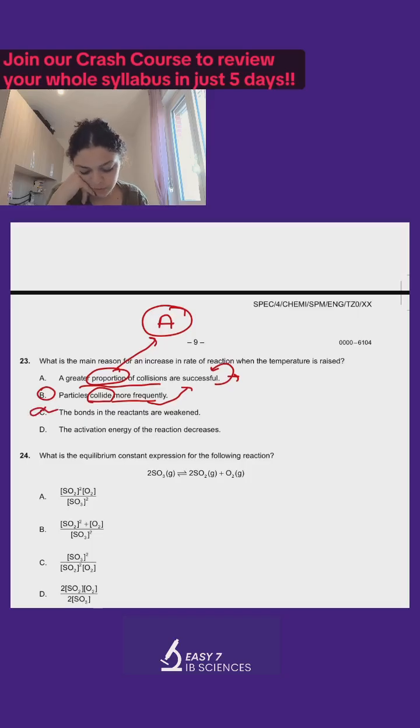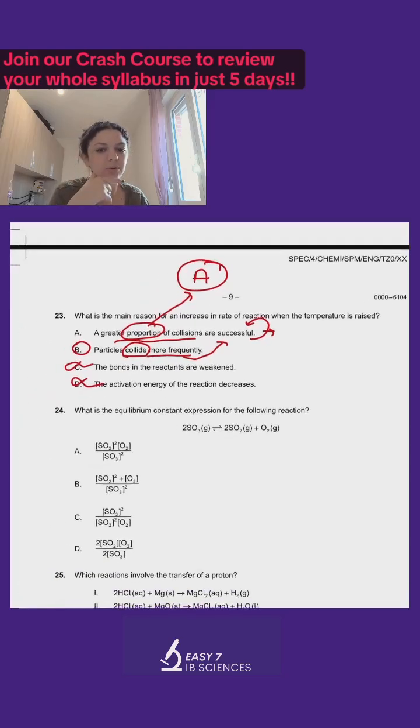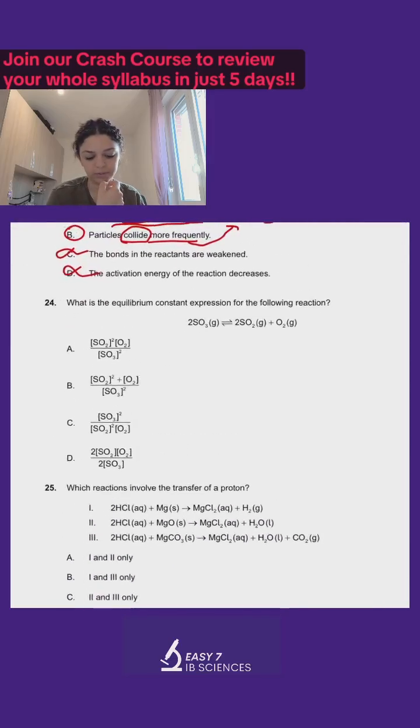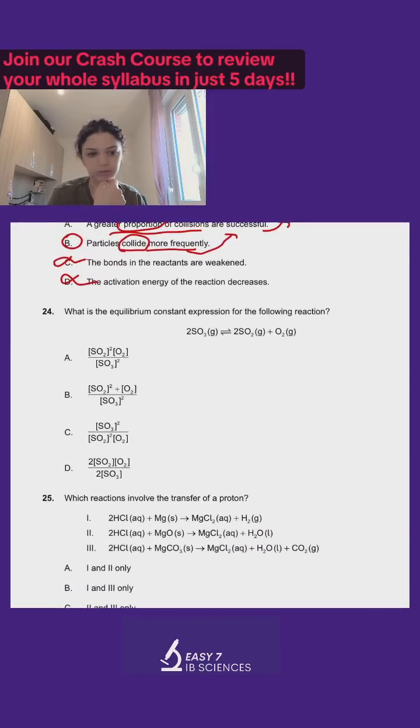The bonds are weakened, no. The activation energy of the reaction decreases, no. What is the thing that decreases the activation energy? Is it temperature? There's only one thing that does it. Can anyone recall in the comments or in the chat? The catalyst. Very good. Exactly.